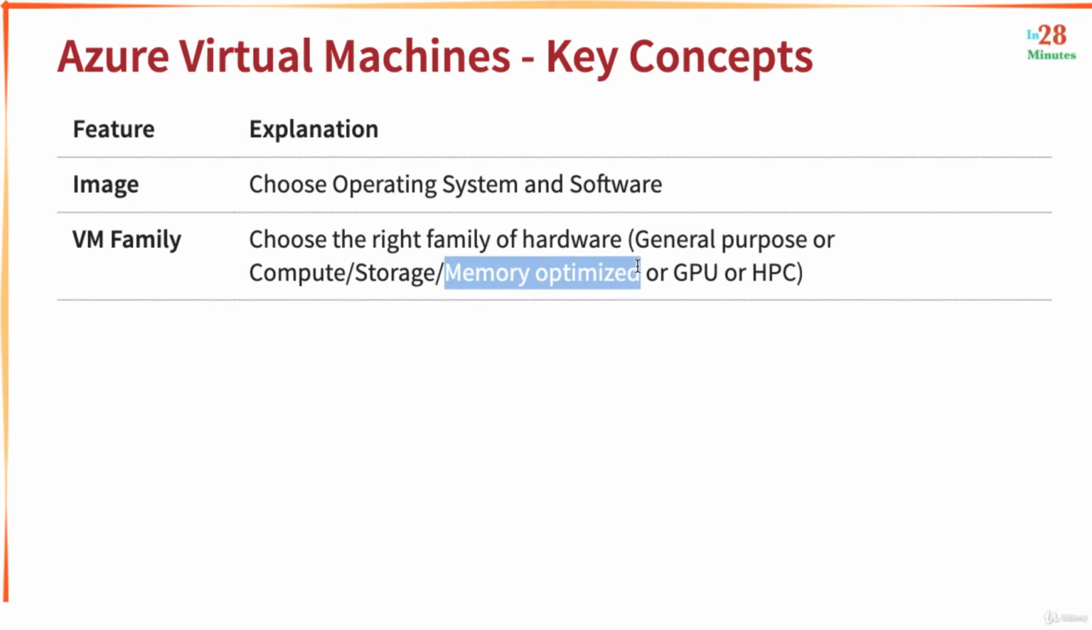You might be running a high performance compute workload. In those kind of situations, you'd want to make use of a HPC. You might be running a graphics application on your VM. In those kind of situations, you might want to choose a GPU based hardware. So a VM family is the thing that helps us to choose the right family of hardware for your specific application that we want to run on the virtual machine.